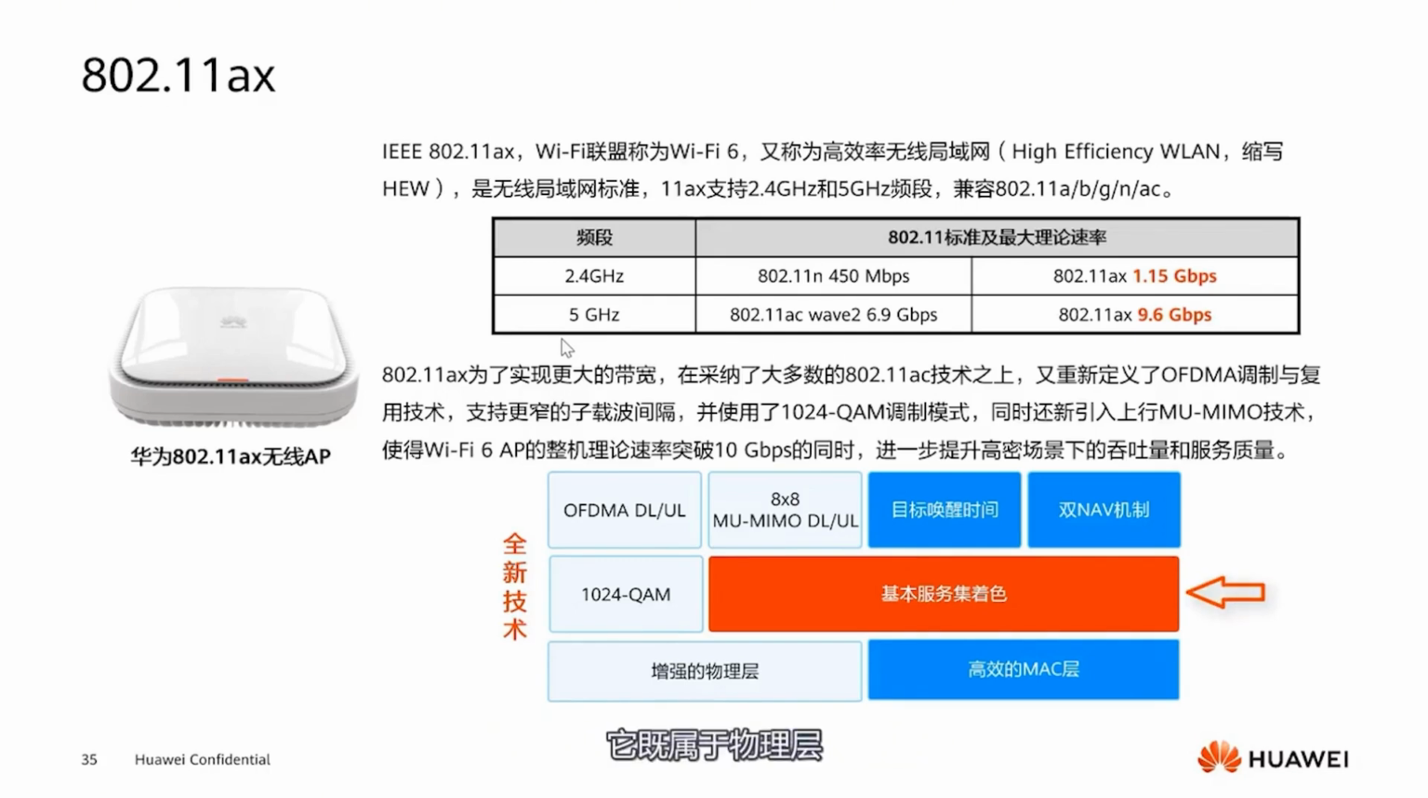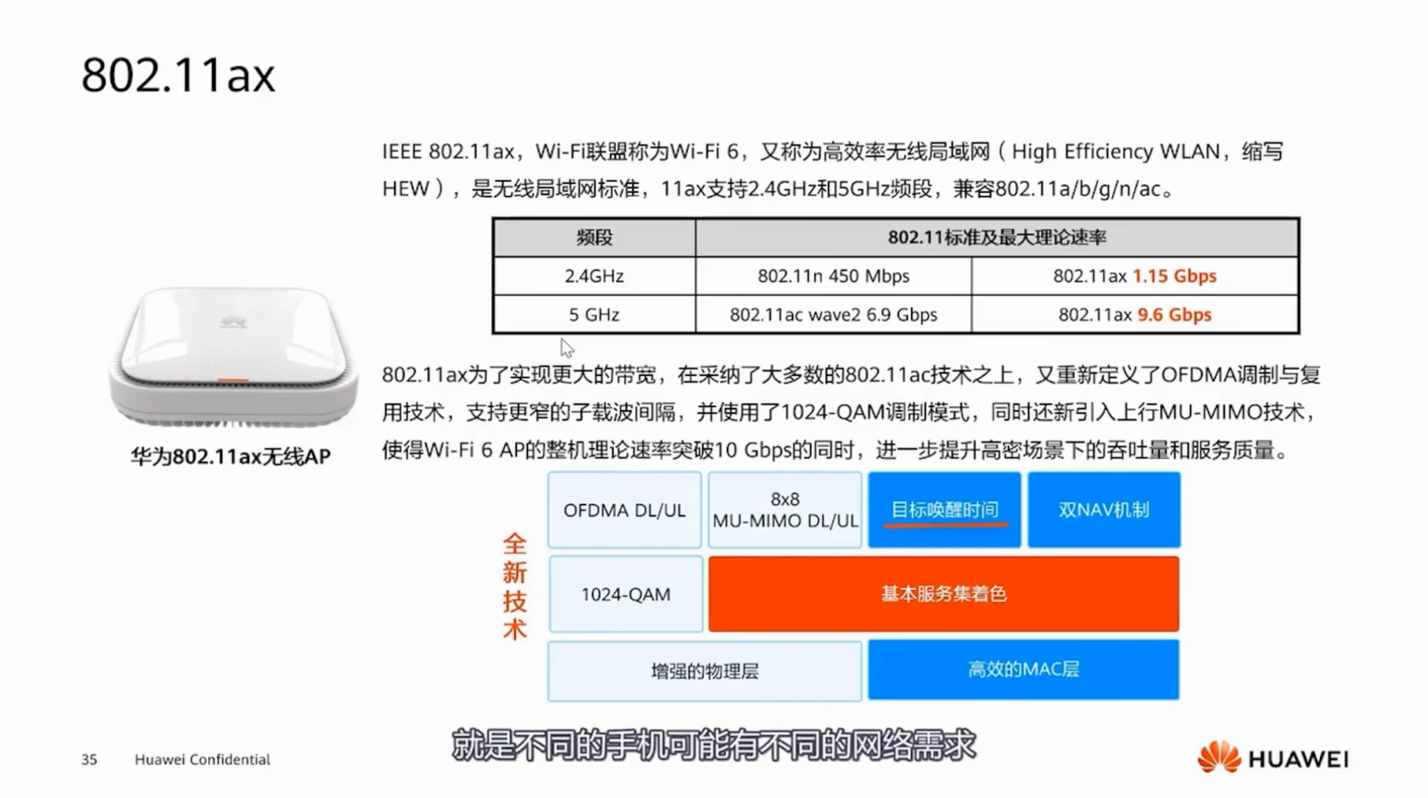Another is basic service set, BSS coloring, belonging both to the physical and MAC layers, as it adds a field called color in the physical layer, but provides a MAC layer function. Its specific purpose is to resolve co-channel interference by coloring, allowing terminals to differentiate between two APs, thereby enhancing conversion efficiency. This is basic service set coloring.